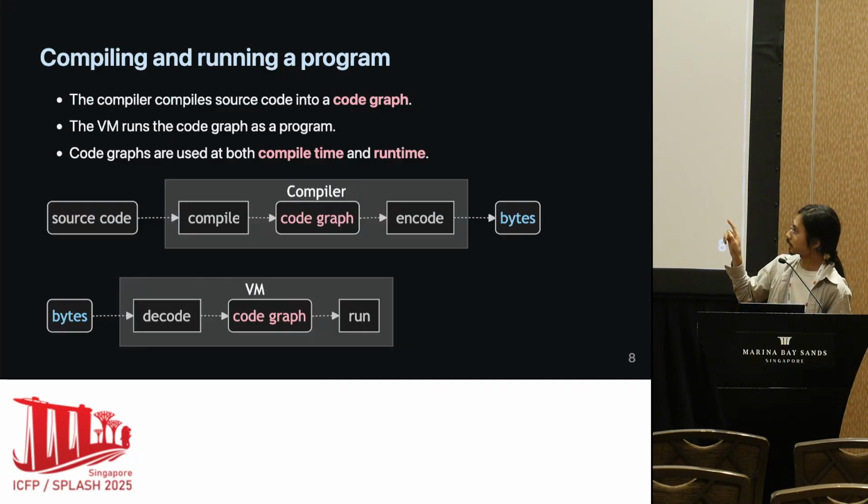The point is that inside both the compiler and the virtual machine, we use the code graph as an intermediate representation of the Scheme program. In the compiler, we compile the text into a code graph in memory, and then later we encode it into a byte sequence. On the virtual machine, we do the opposite. We first decode the byte sequence into a code graph, then execute it.